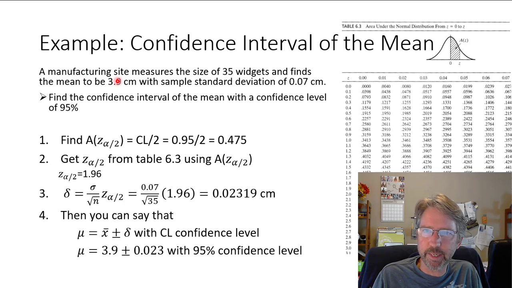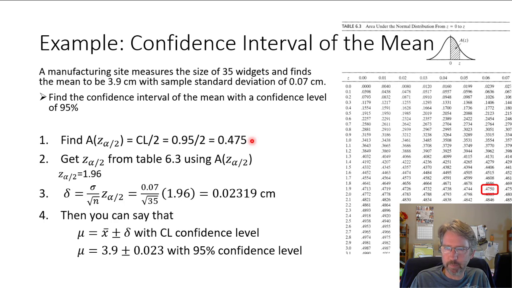Here's an example with some numbers. A manufacturing site measures the size of 35 widgets, finds the average of the 35 widgets to be 3.9 centimeters, and the sample standard deviation was 0.07 centimeters. So then we're going to find the confidence interval of the mean with a confidence level of 95%. So the first step, given this 95%, we need to find the area, which is the confidence level divided by 2. So 0.95 divided by 2, 0.475.